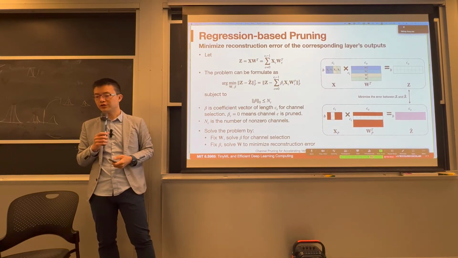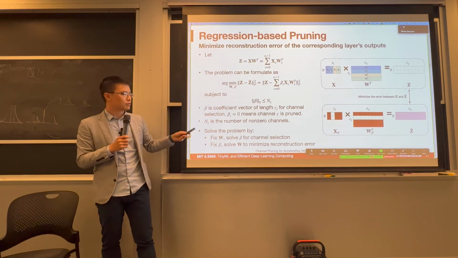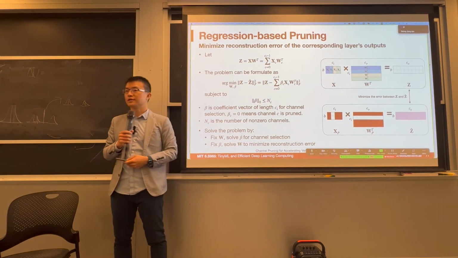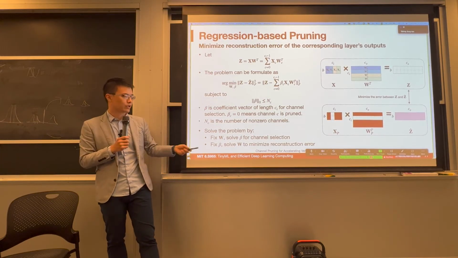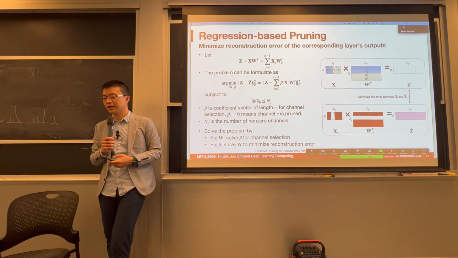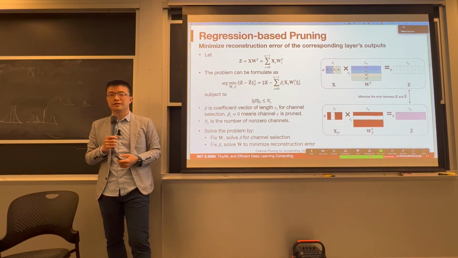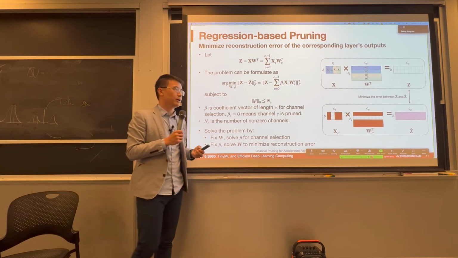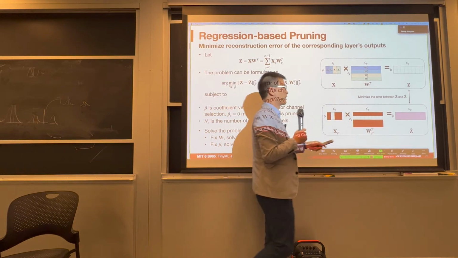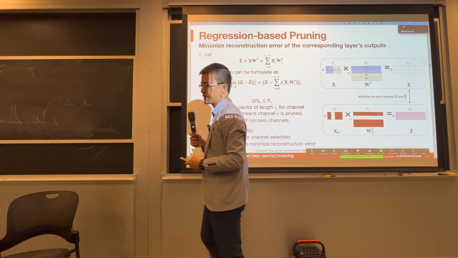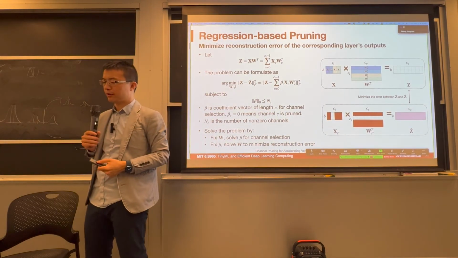We can solve this problem iteratively: first fix W, and then solve beta for channel selection. Then we can fix beta and solve W to minimize the reconstruction error. So this is the regression-based pruning. It tries to minimize the difference of the activation for individual layers by selecting the beta.